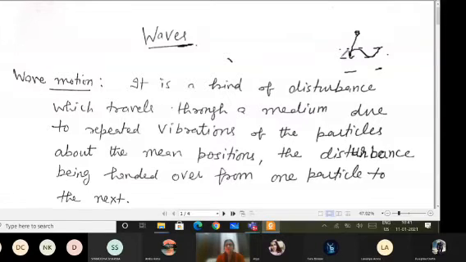So what is a wave? Or if I say wave motion, the meaning is the same, and I can define it as a kind of disturbance which is traveling through a medium due to repeated vibrations of the particles. So what is happening? Particles are vibrating about their mean position. This particle vibrates up and down, and it makes another particle vibrate up and down, and as a result, by joining the positions of the particles, we get this type of structure, which we call the wave or the wave motion.